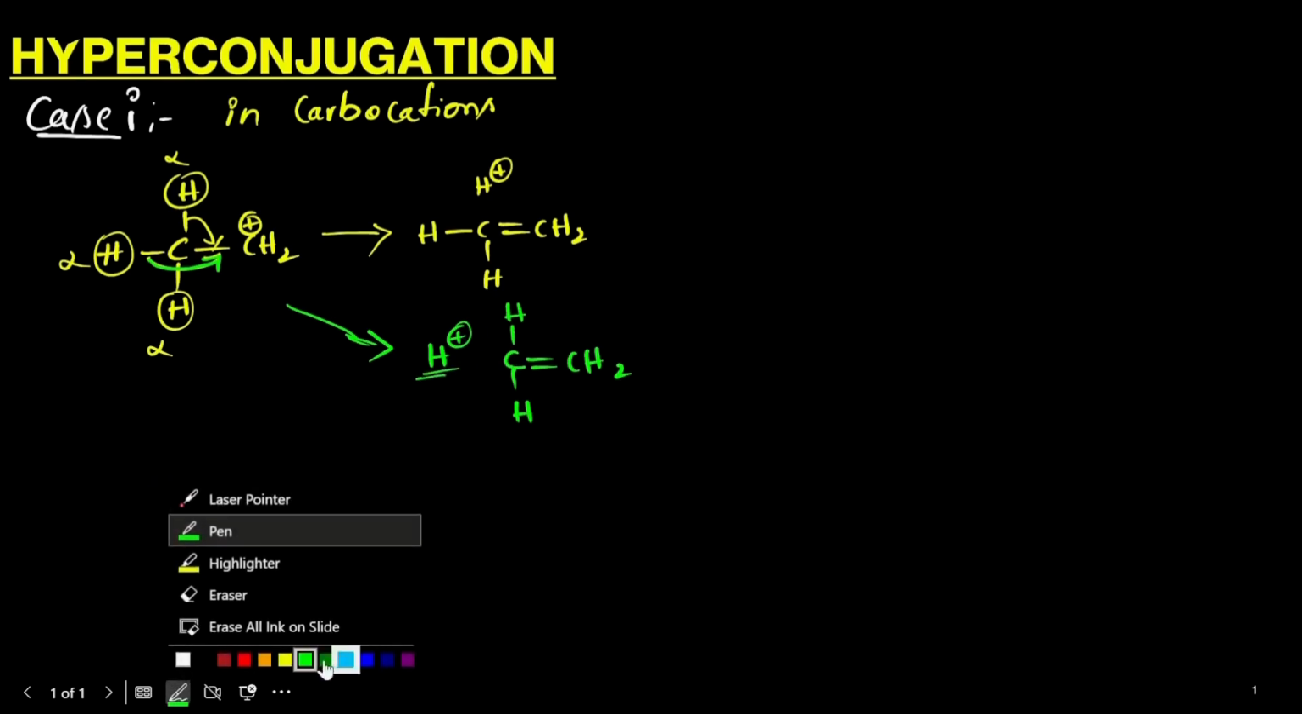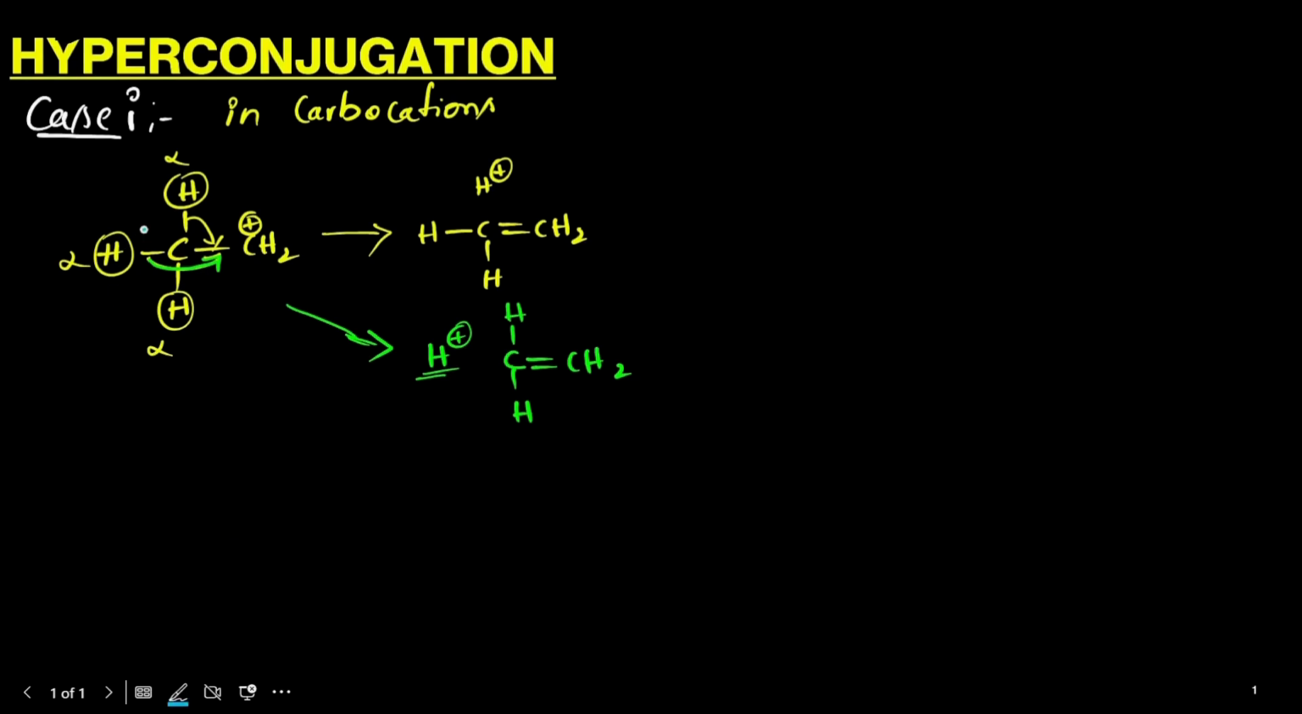Again, the carbocation consists of one more alpha hydrogen. These sigma electrons are also involved in delocalization. So that can be written as H, here also H, and here H plus, no bond between carbon and this particular hydrogen, carbon double bond CH2. These are hyperconjugation structures.